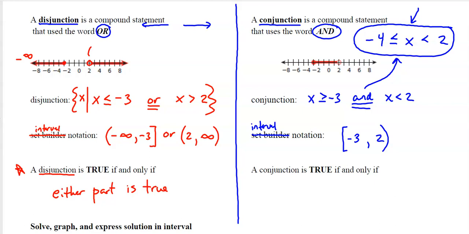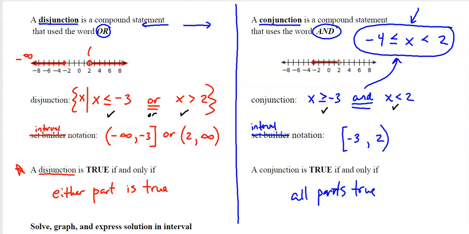Now, a conjunction is true if and only if both, well, I shouldn't even say both because it could be multiple, but all parts are true. Meaning this part had to be true and that part, they both had to be true. Over here with the ors, it could be either one. It could be this or it could be this side.